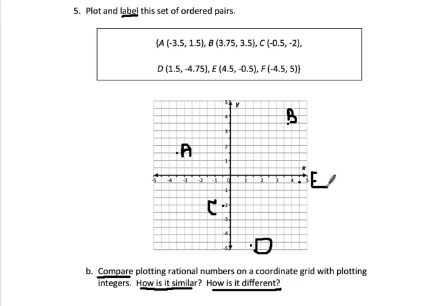And the last one, -4 and 5/10, and y is 5. So there's -4 and 5/10, and I need to go to y on the x-axis, and I'm all the way up at the top, and that is F.